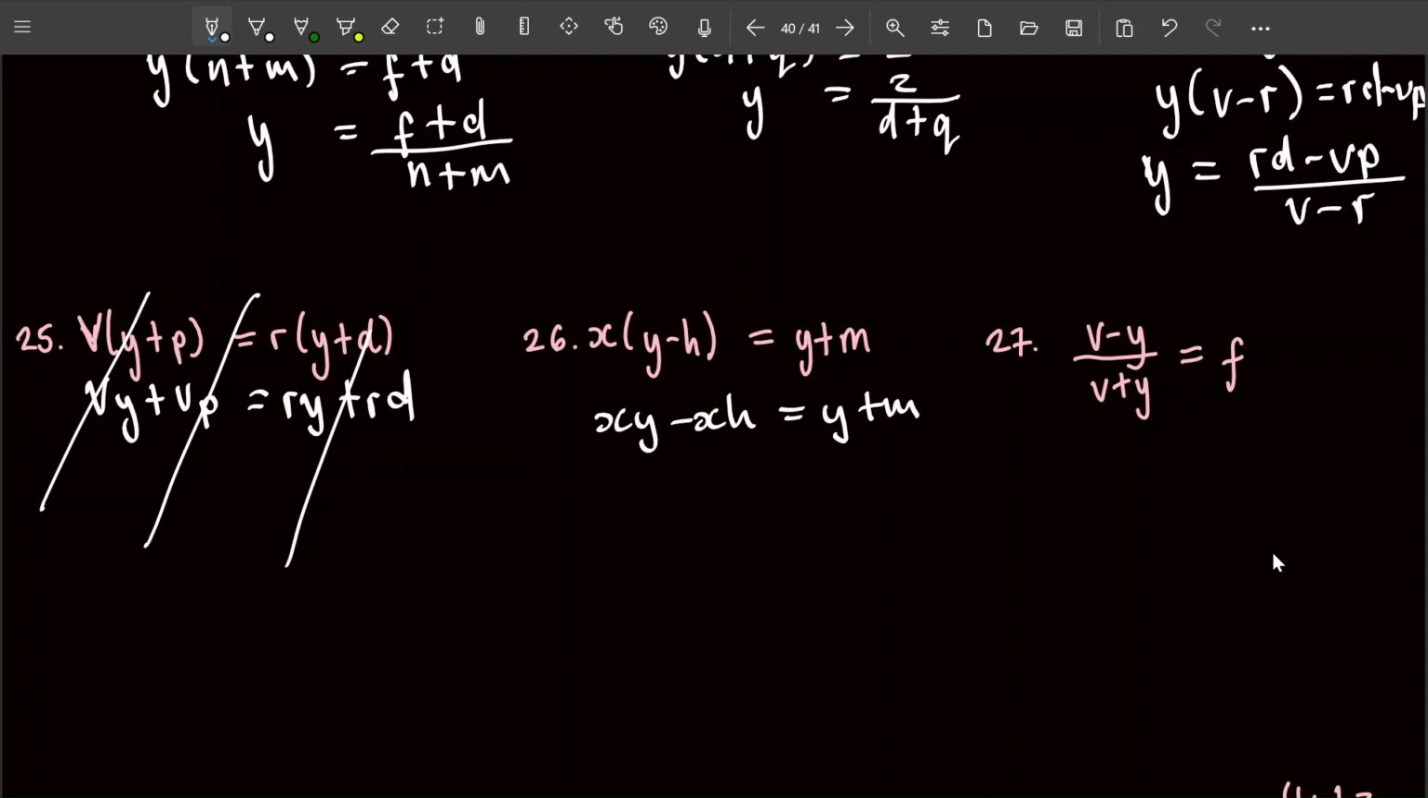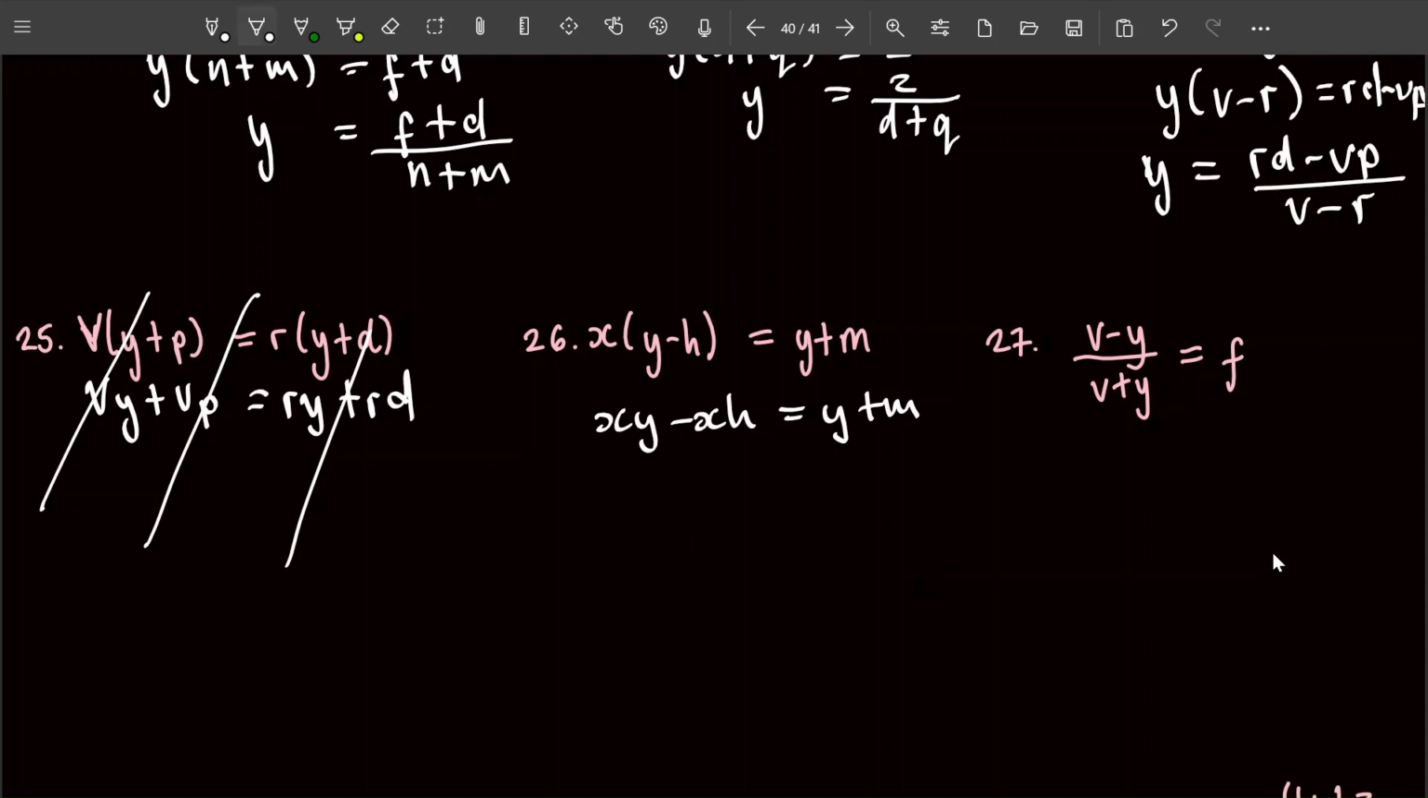Imagine if I had taken x to the other side, it was going to be y minus h is equal to y plus m all over x. Then what would I do here to make y the subject? Because there's another y here. You can't just take h to the other side. There's y and there's another one. So that's why we don't do that. You'll be stuck. You'd have to take x back again.